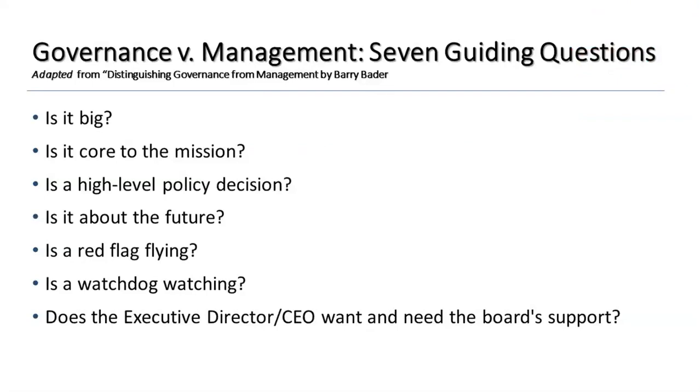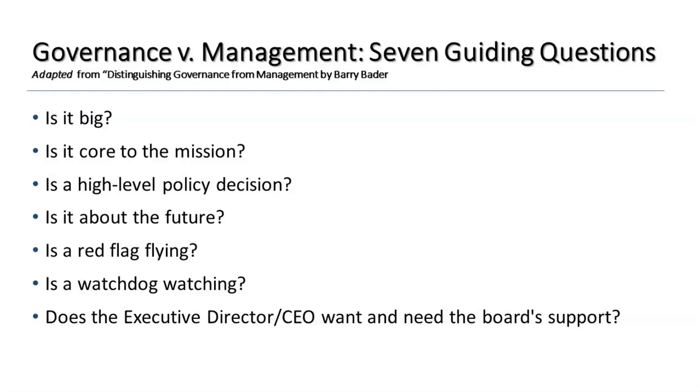As a board, we need to think at the 30,000-foot level and ask ourselves the question: if it's big, if it's core to the mission, if there's a high-level policy decision, it's about the future and positioning, if we have some red flags flying or some compliance issues to address through watchdog organizations, then it's probably going to be addressed by the board. The other thing that we want to know is, does the executive director or CEO want and need our support and help around some of this?